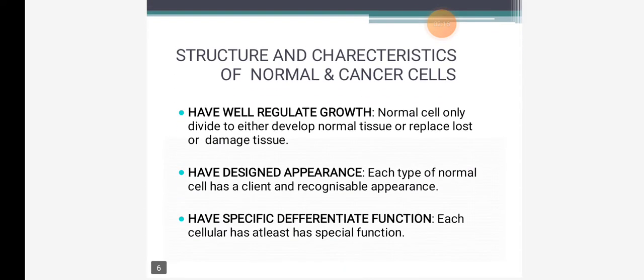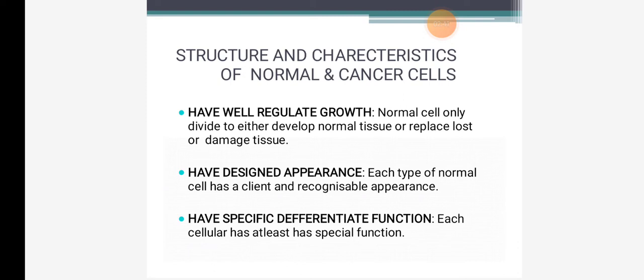Next, we will see the structure and characteristics of normal cells and cancer cells. As we know, cancer cells are very different from normal cells. Normal cells have well regulated growth. A normal cell only divides to develop normal tissue or to replace lost or damaged tissue.